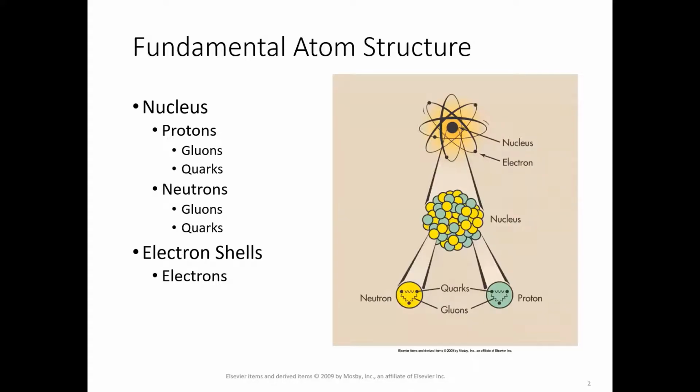So first off, let's talk about the fundamental atomic structure. Atoms are the basic unit of matter. Every type of matter, like every type of thing on the periodic table of elements, has its own distinct qualities to it. And those qualities are the way they are because of the structure of each element on the periodic table.